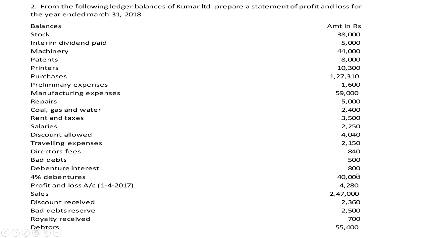debentures 40,000, and profit and loss account on 1/4/2017, that is 4,280, the profit balance of the previous year, and the sales 2,47,000, and the discount received 2,360, and bad debts reserve 2,500, royalty received 700, and the debtors 55,400.